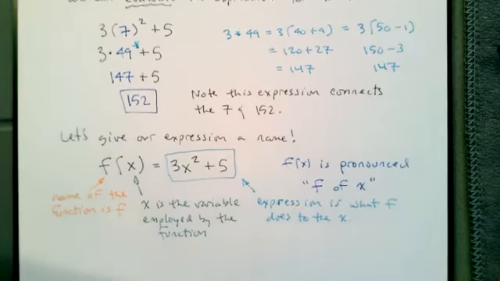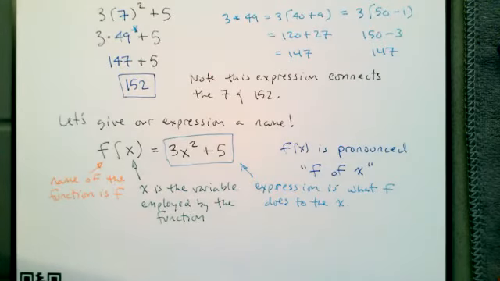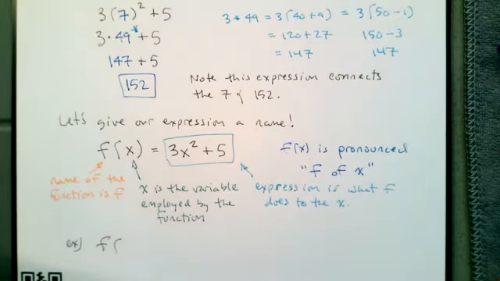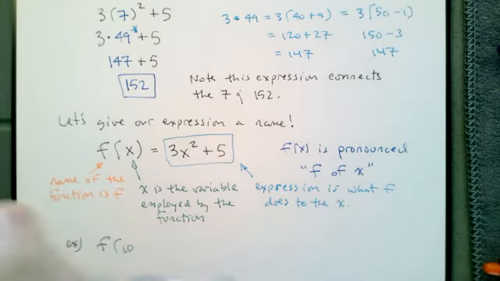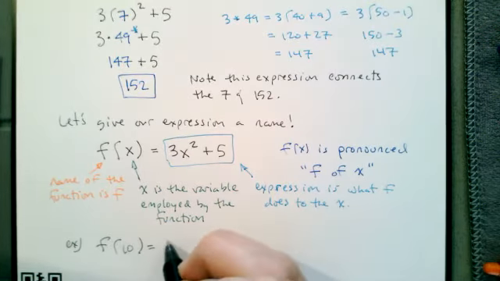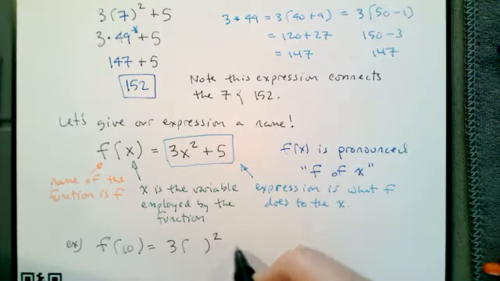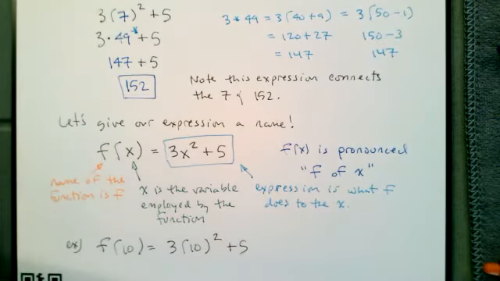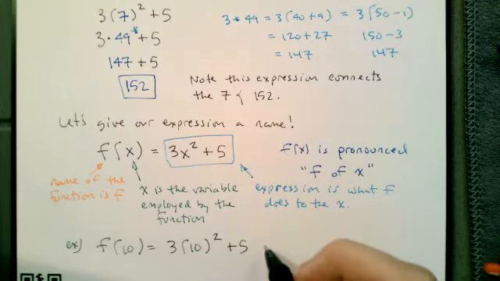If I wanted to say evaluate this function for 10, if I want to plug x equals 10 in, I could say find f of 10. The expression says take 3, multiply by the x squared, and then add 5. So we just replace the x with whatever's in the parentheses, and then we simplify the expression. 10 squared is 100. 3 times 100 is 300, plus 5 is 305.